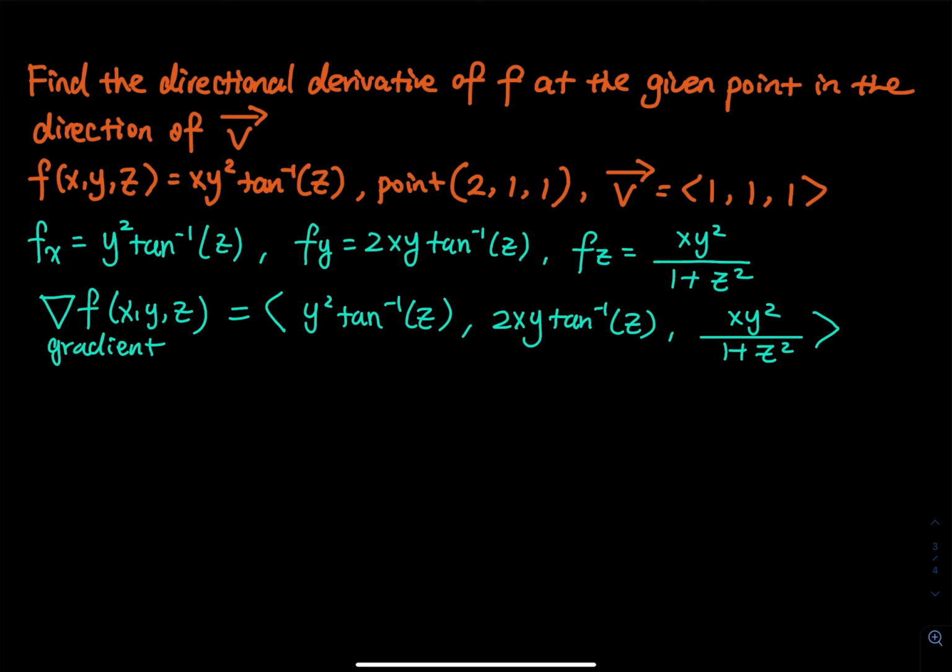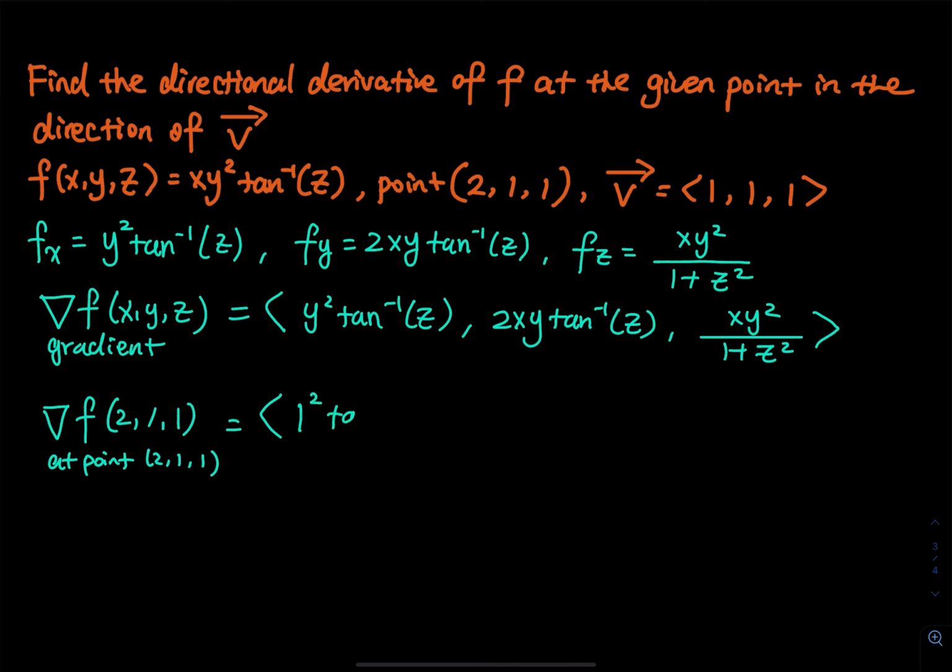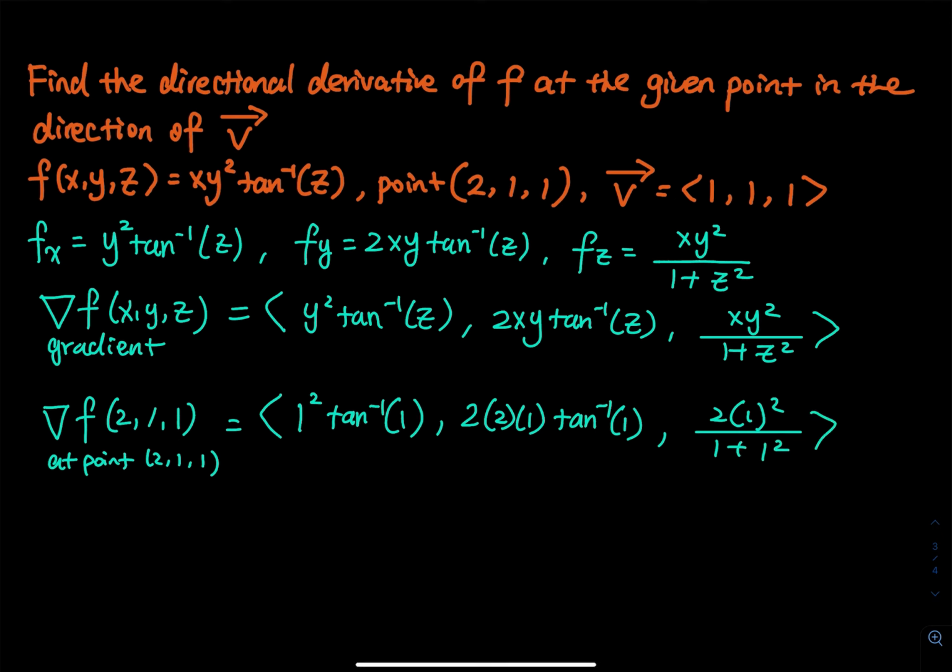And then at the point, oh, it's actually at point 2, 1, 1. Okay, let's plug in. So this will be 1 squared times inverse tangent of 1, and then 2 times 2 times 1 times inverse tangent of 1, and then 2 times 1 squared divided by 1 plus 1 squared. Okay, and then we have the gradient at that point.